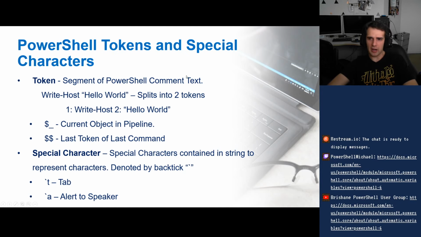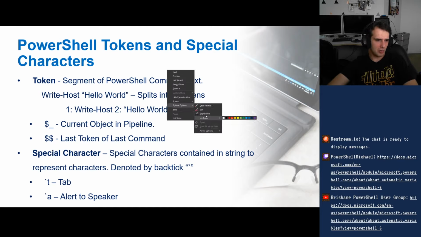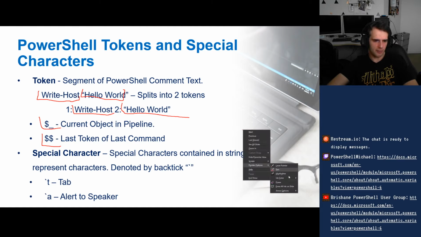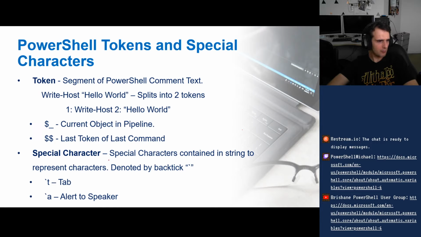PowerShell tokens and special characters. Basically, a token is just a segment of PowerShell command text. Just quickly, I'm going to bring out the pen. This is a token. This is a token. So there's token number 1, there's token number 2. Essentially, there are special characters that allow you to get information from those tokens. It's pretty straightforward.